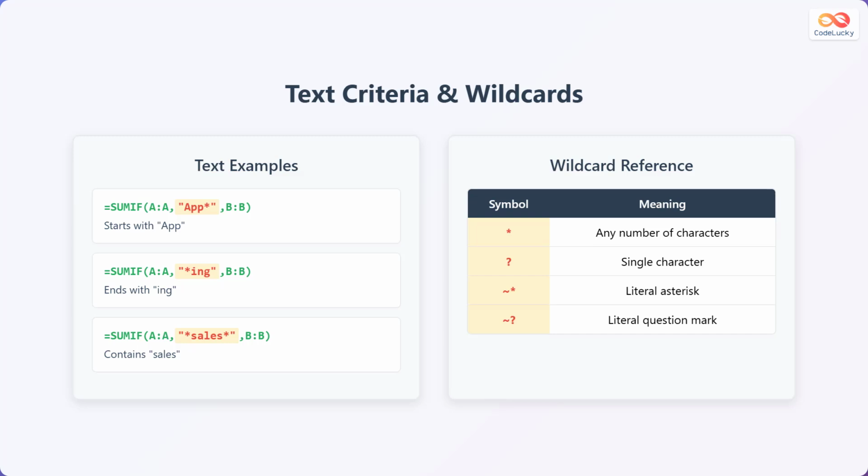Here's a quick reference for wildcards. The asterisk symbol represents any number of characters. The question mark symbol represents a single character. The tilde asterisk symbol represents a literal asterisk. The tilde question mark symbol represents a literal question mark.